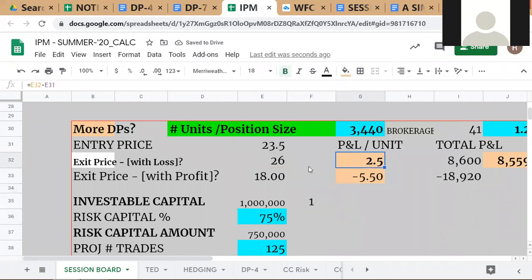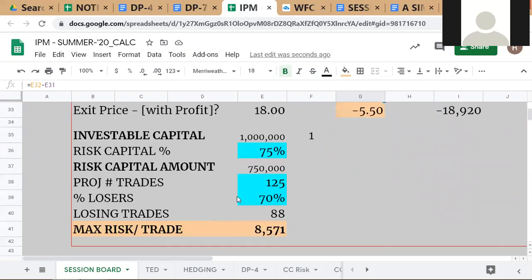Okay, so the way we figure out the maximum position size, we are discussing that right now. How do we figure that out? Basically, by going through all these calculations: investable capital, risk capital, number of trades, number of losers, and then dividing the risk capital. You can see this.